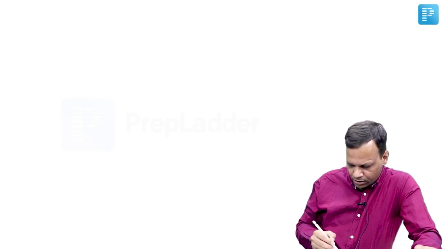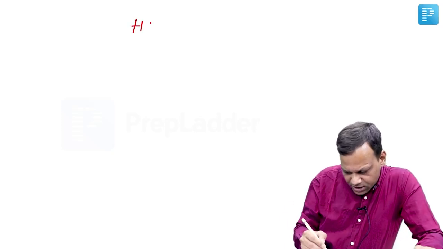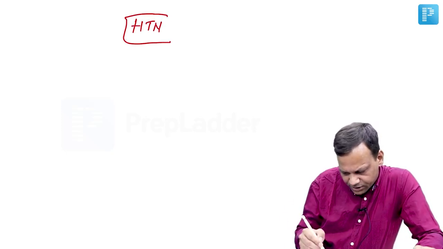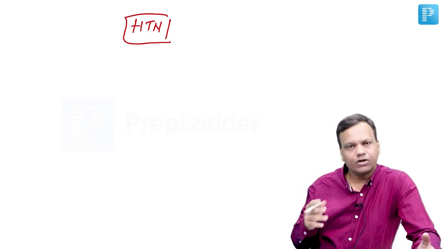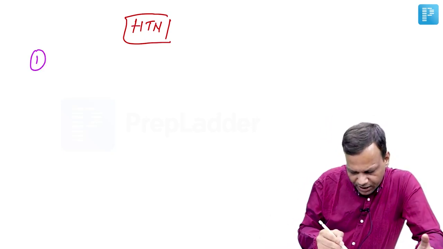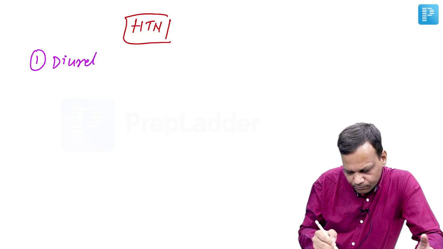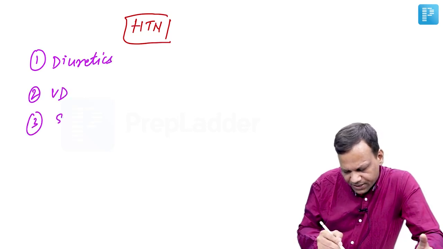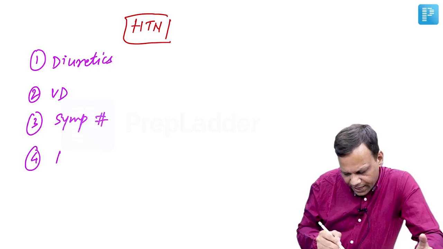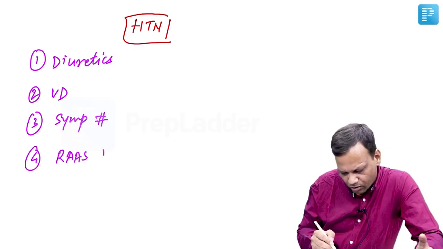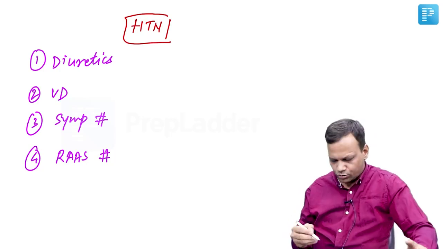Okay, now moving to the second topic, it is hypertension. Hypertension we know is an increase in blood pressure. The four main groups of drugs used in hypertension are diuretics, vasodilators, sympathetic system blockers, and renin-angiotensin-aldosterone system blockers. Four types of drugs are used.